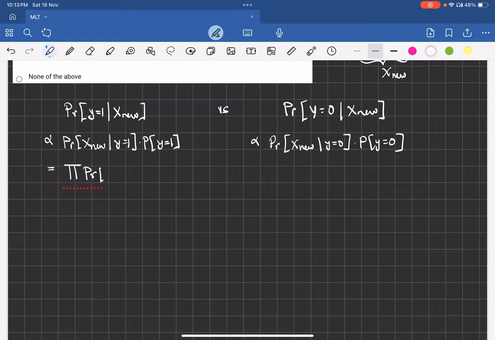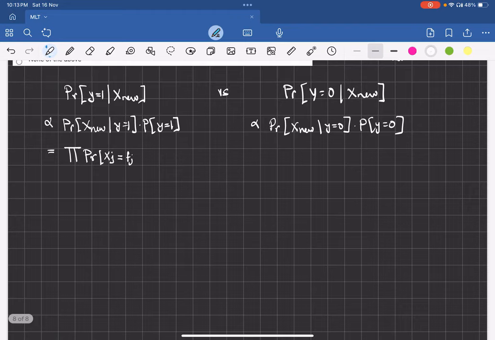So the probability of observing xj, let me write xj equal to fj. Here fj denotes the value in the data point that we have. This whole thing is multiplied with the probability that y is equal to 1. I forgot to write down, it's conditional, so I have to write conditional on y equal to 1. And this is multiplied with the probability that y is equal to 1.